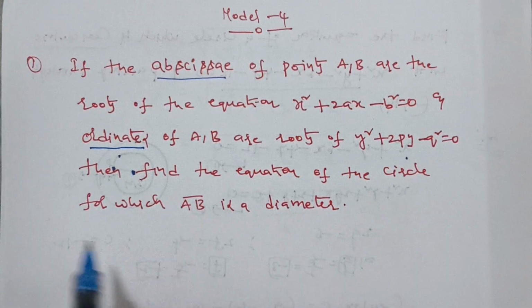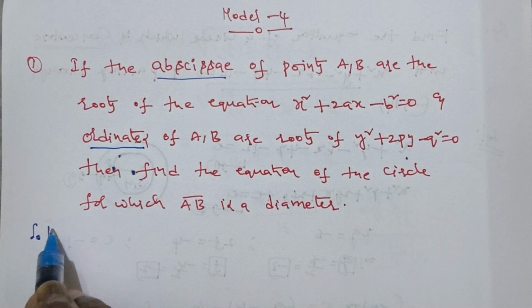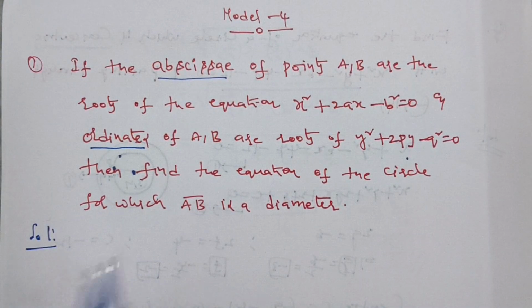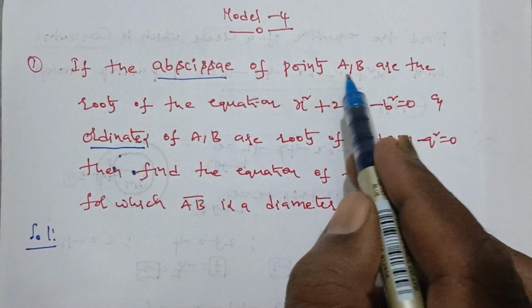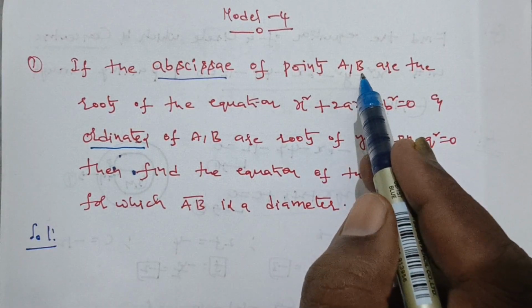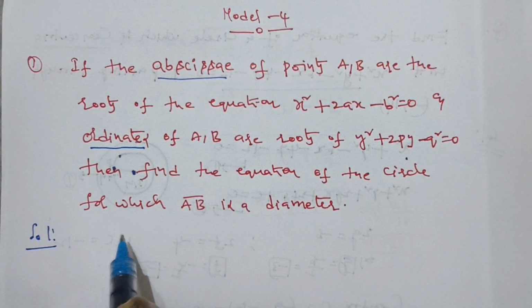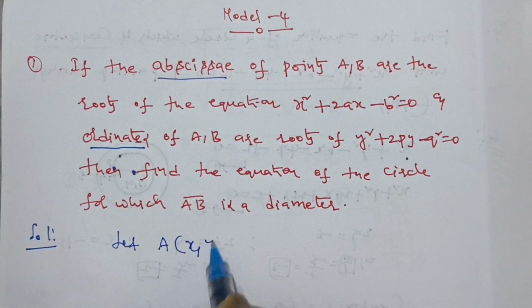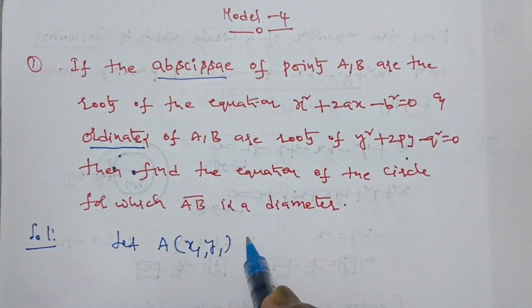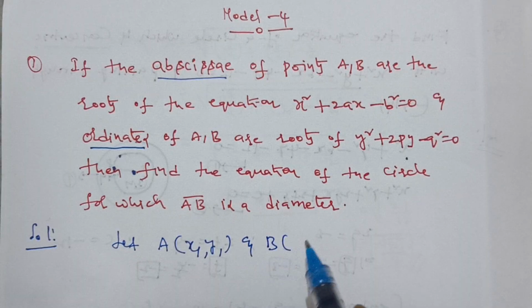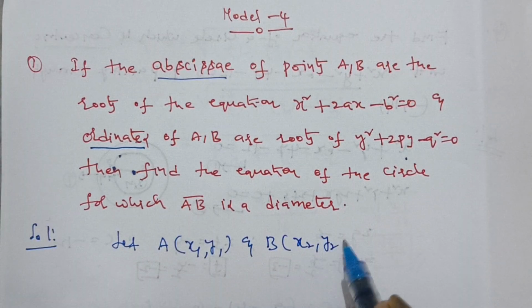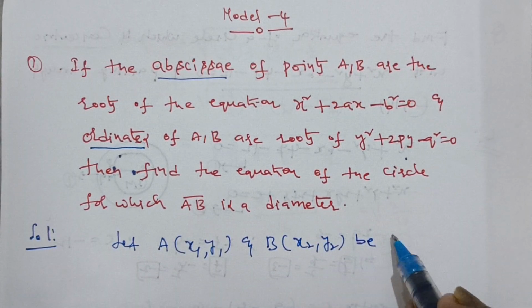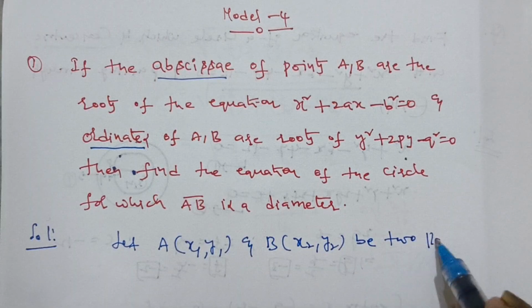We start the solution here. Solution. Suppose we choose the points A, B as, let A (x1, y1) and B (x2, y2) be two points.